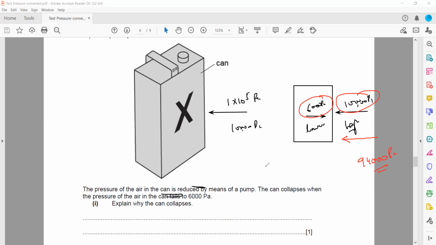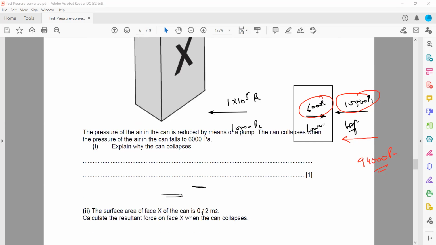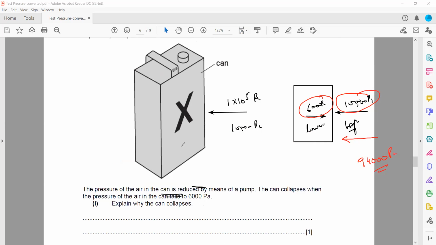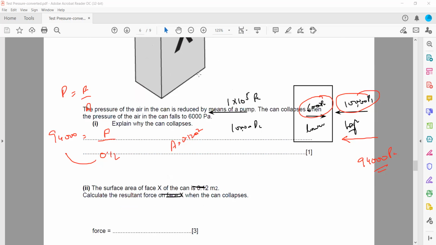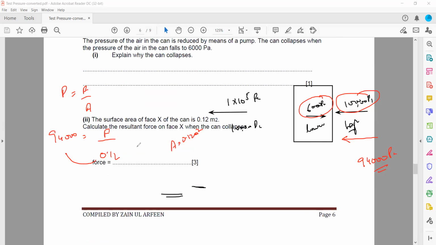So we have the resultant pressure and we have the area, given as 0.12. Area of this side is 0.12 meters square. So what about the force? Pressure is force divided by area. So pressure is 94,000, force we are finding, and area is 0.12. So 94,000 multiplied by 0.12 equals 11,280 Newton. So the force on this side will be 11,280 Newton. Is it clear? Discussion?